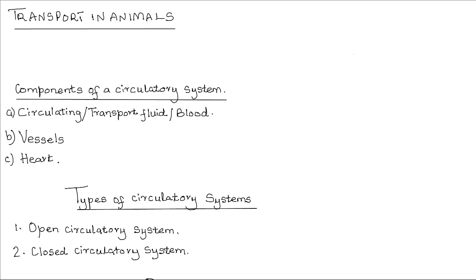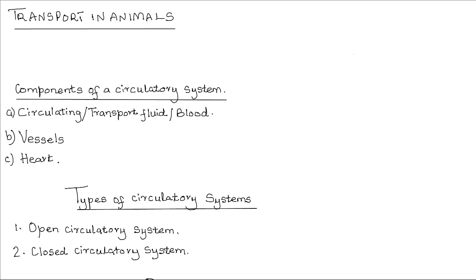For example, for the transportation of nutrients from the intestines to the tissues where the nutrients are utilized, or transportation of oxygen from the lungs to the tissues, and also transportation of waste products from the tissues to the excretory organs.